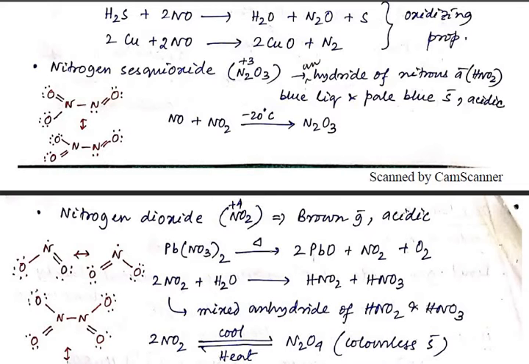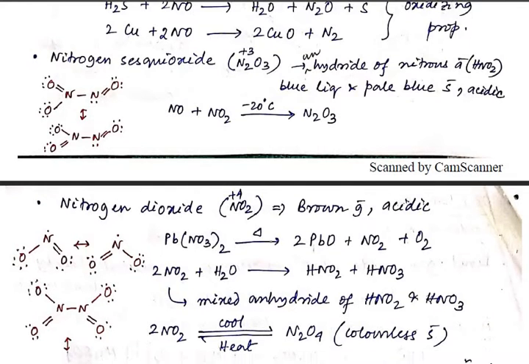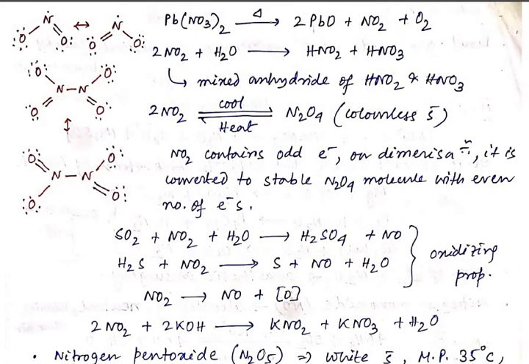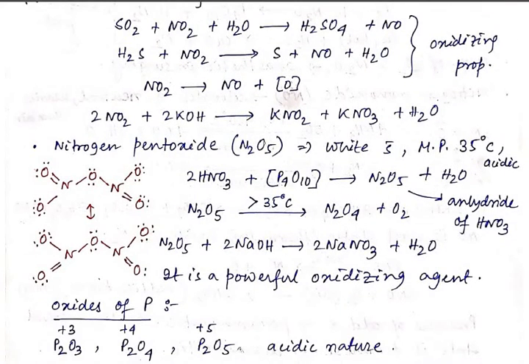How can you synthesize the nitrogen dioxide, and what are the reactions associated with it? We had seen these things. And finally the oxides of nitrogen, that is the N2O5, that is nitrogen pentoxide, which is actually a white solid, and melting point is 35 degrees centigrade and acidic in nature. And how can you synthesize that N2O5? It is actually known as the anhydride of the HNO3. So if I eliminate the water from the nitric acid, then we can get the N2O5.